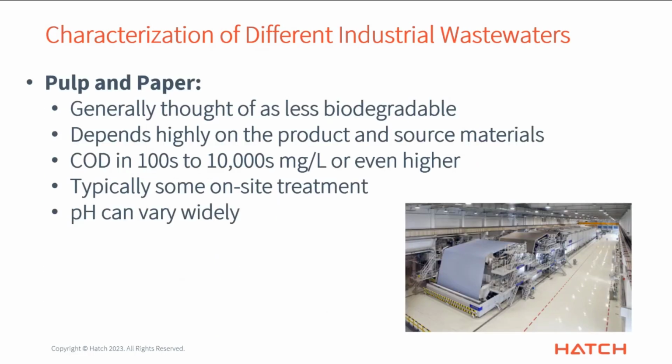I'll touch briefly on pulp and paper as well. Again, generally, as a whole, it's thought of as being somewhat less biodegradable. It really depends on the product that is being produced and what the source materials for that paper are. If you have a pulp and paper mill together, part of the plant is producing pulp, which has a certain kind of wastewater, and making the paper has its own different kind of wastewater. Or if the paper is being made from pulp that has already been manufactured or recycled from another source, then that has a different kind of wastewater.